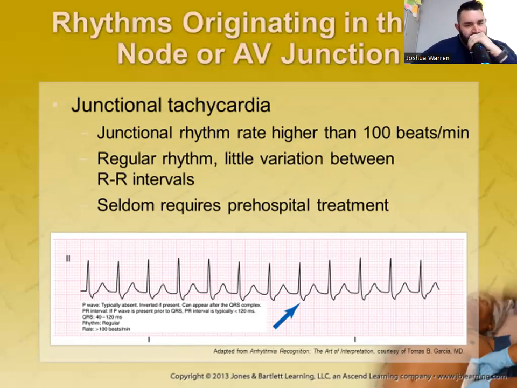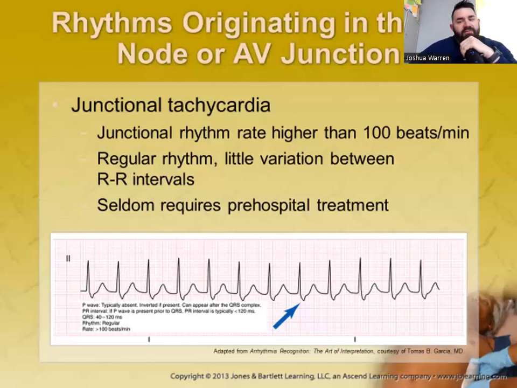So junctional tach beats at about 100 beats per minute. Everything's normal. It's still got a regular R to R interval, still skinny. It's got a missing or inverted P wave, but the rate is faster than 100. Everybody follow me? These are a little bit easier, I think. Yeah. Most definitely. All right, let's make it more challenging.